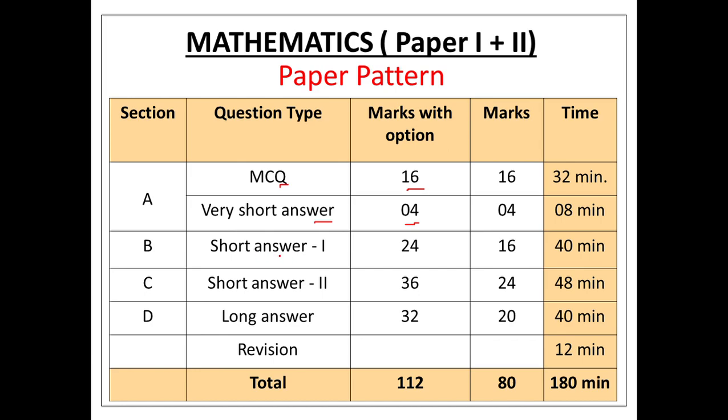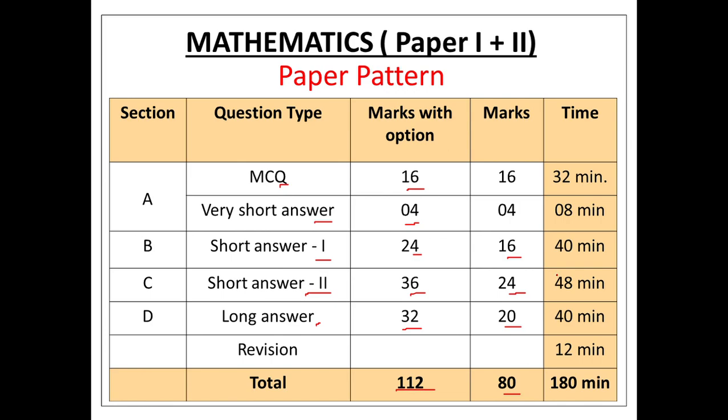Then B section has short answer 1 which carries 24 marks with option and you have to attempt for 16 marks. Then section C having short answer type 2 question which is having 36 marks with option and you have to attempt for 24 marks. Section D having long answer type questions having 32 marks with option and you have to attempt for 20 marks. See student, total paper is of 112 marks and you have to attempt for 80 marks.